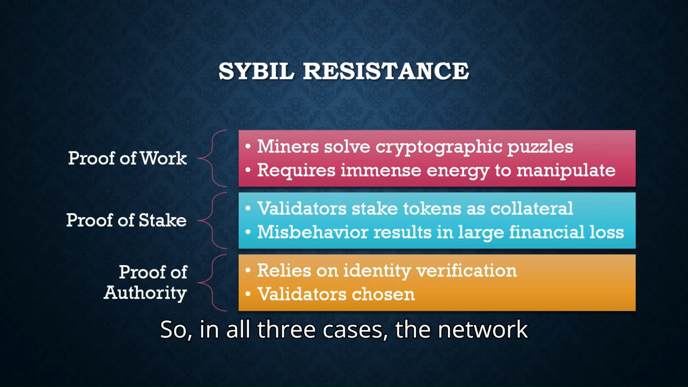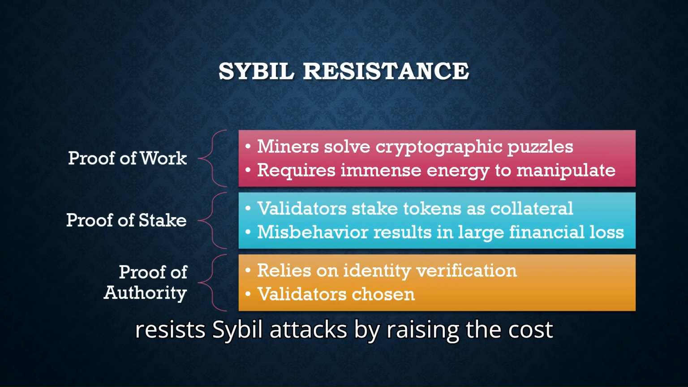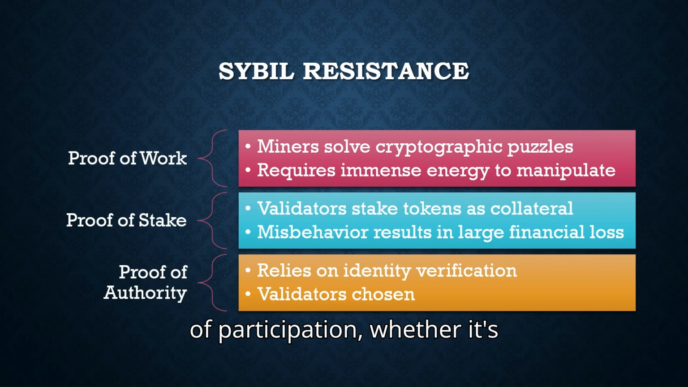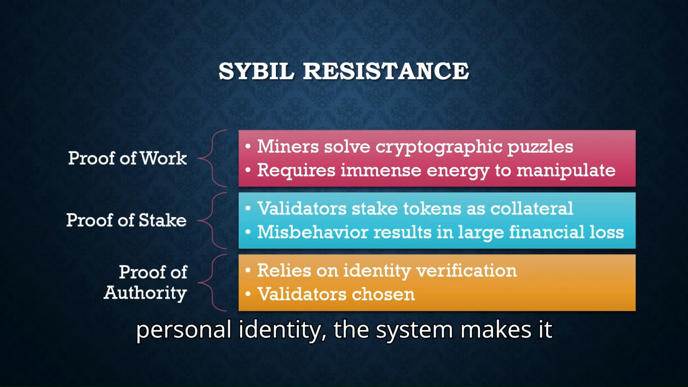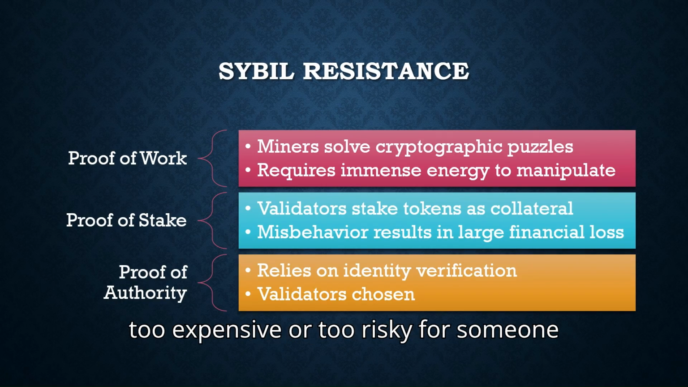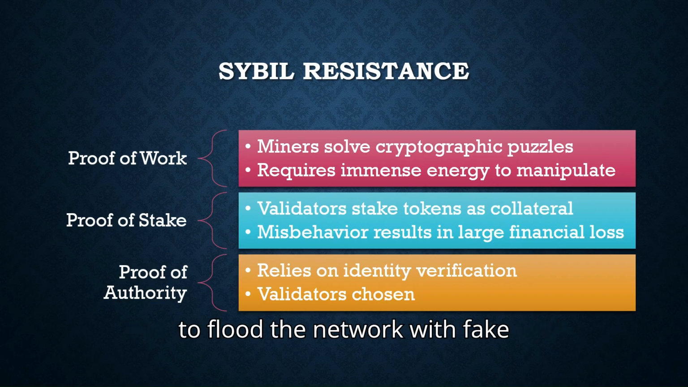So, in all three cases, the network resists Sybil attacks by raising the cost of participation. Whether it's electricity, staked assets, or personal identity, the system makes it too expensive or too risky for someone to flood the network with fake participants.